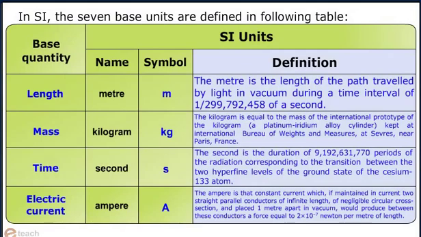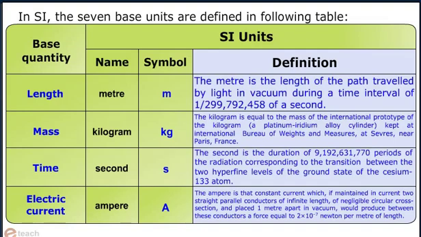Our first base quantity is length. The name of its SI unit is meter. The symbol is small m, and we define it as: the meter is the length of the path traveled by light in vacuum during a time interval of 1 by 299,792,458 of a second.